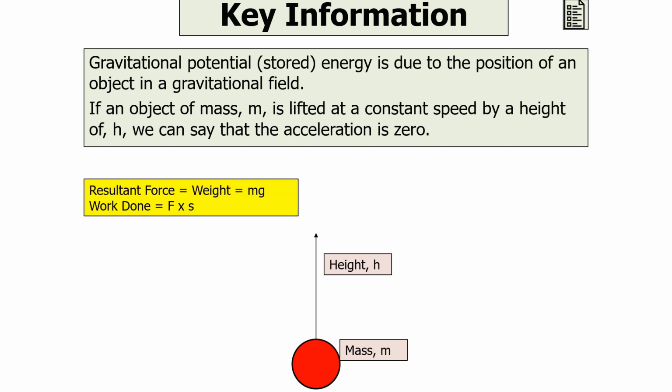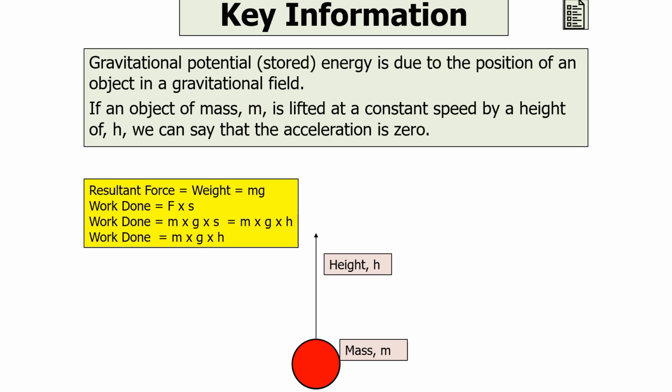So we know the resultant force will be equal to the weight of the object, which is equal to mg, and the work done is the force times by the displacement. So we can substitute in the weight as the force into that work done equation. So m times by g times by displacement, which will change to height. So therefore work done is equal to mgh.